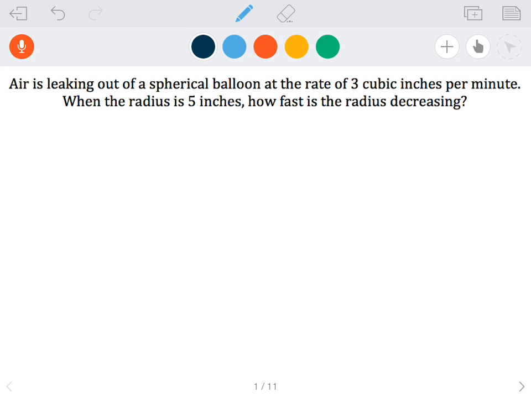Are you guys so excited? These are my favorite problems in this chapter. I love them because they're like puzzles. Let's look at our first puzzle.